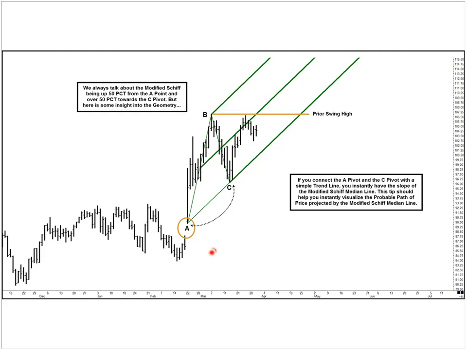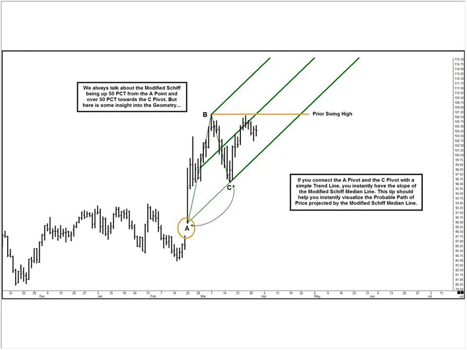Remember, median lines have geometry built in, which gives them a probability from the moment you draw the A, B, C, unlike channels where you have to draw them and they have to get tested and you have to make decisions. You know with statistical probability that once you draw it, price will meet the median line 80% of the time.